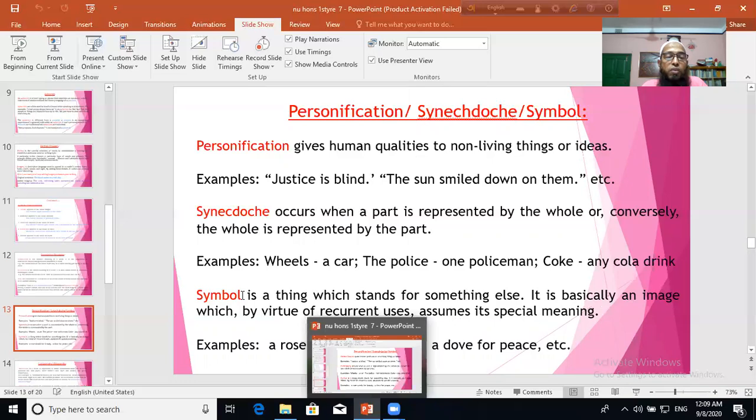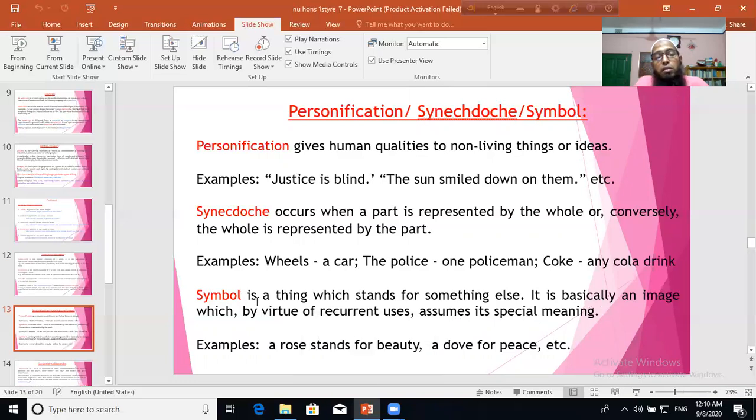So symbol, you will find a lot of symbols in literature, especially poetry. The writers use symbolic meaning, a lot of symbols to make it picturesque, or sometimes to give serious thoughts to the audience or reader. The writers use symbols. Examples, a rose stands for beauty. Sometimes the word rose stands for beauty. A dove for peace. So, these are the common symbols. The word rose. You are a rose I see. When someone is telling that you are a rose I see, that means you are very beautiful. So rose is a symbol of beauty.